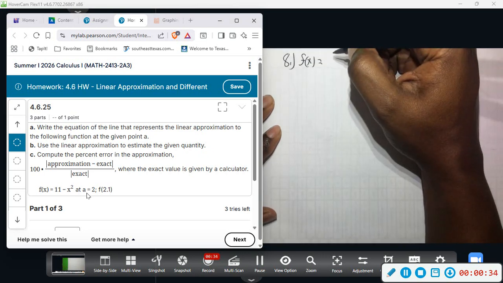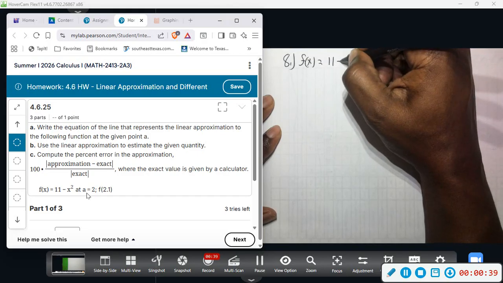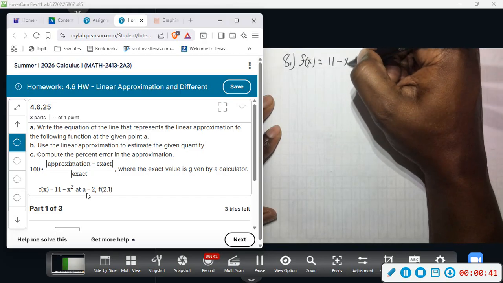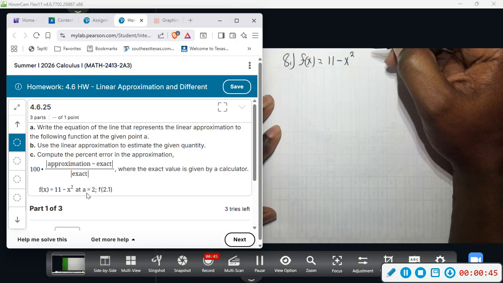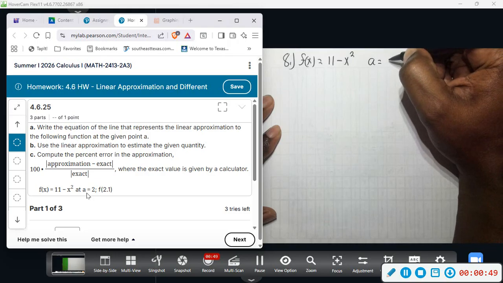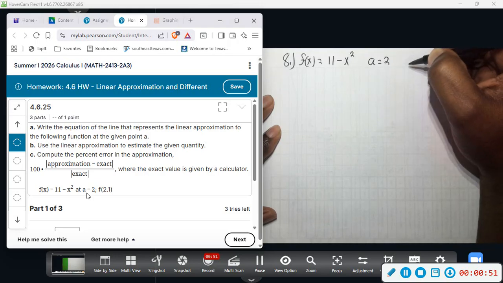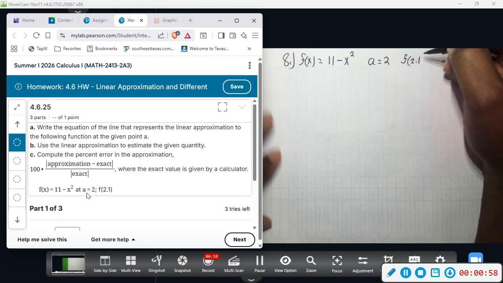F of x is equal to 11 minus x squared. And we are looking at A equals 2. And then we're going to approximate the point F of 2.1.